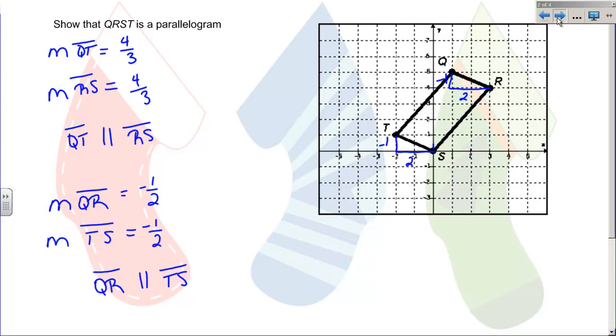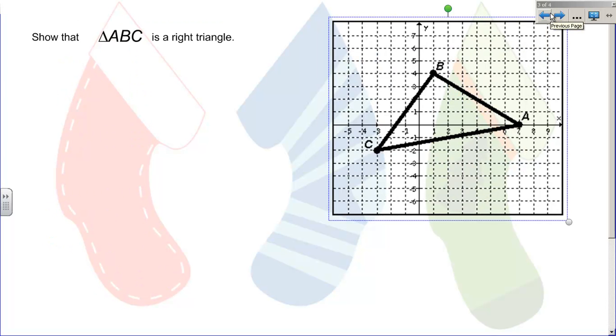Okay, so now let's do another one. We now want to show that triangle ABC is a right angle. So we want to prove that there really is a 90-degree angle right here. In order for there to be a 90-degree angle right here, what I should remember is that segment AB and segment BC have to be perpendicular, because the only way two lines can meet and make a 90-degree angle is to be perpendicular.